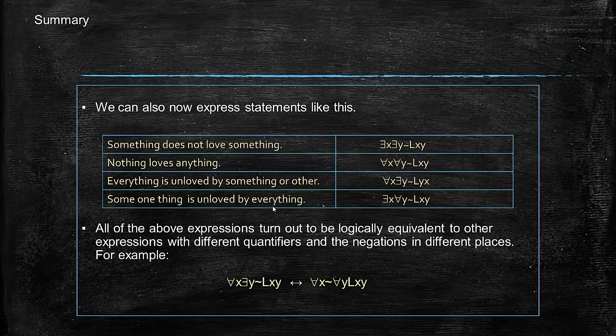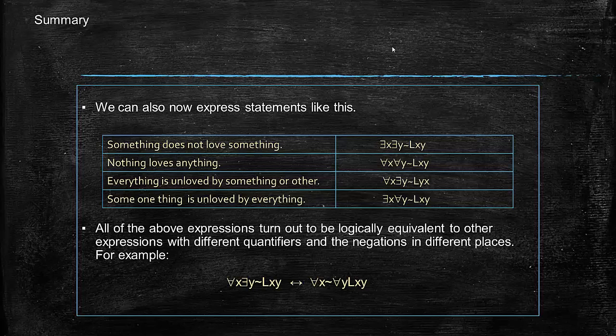Some one thing is unloved by everything. Well, there exists an x such that for all y, it's not the case that y loves x. Okay, so negations aren't particularly tricky. They can be inserted anywhere. A negation can be inserted in the front of any quantifier.